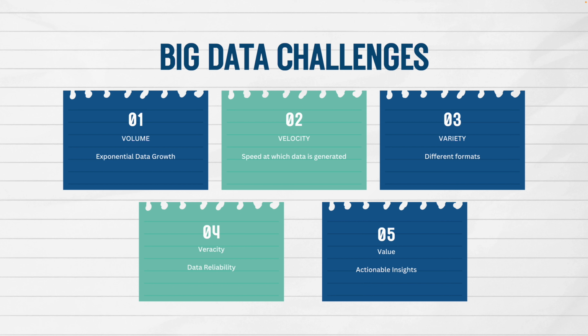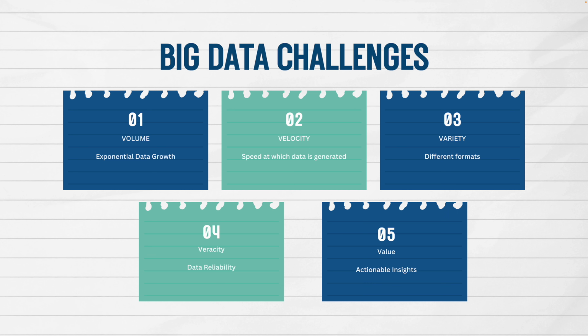So before we understand what Apache Spark really is, let's first try to understand the challenges in big data today and why there is a need for tools like Apache Spark. First, we will talk about the 5 V's: volume, velocity, variety, veracity and value. What these V's stand for, we'll go one by one. So let's start with volume.